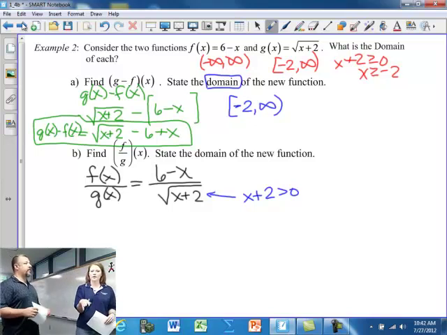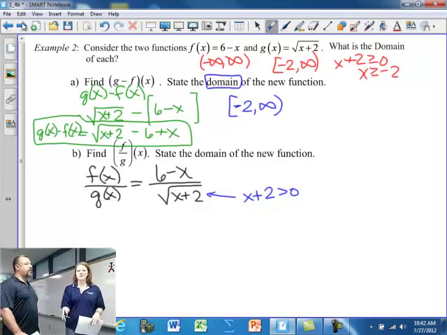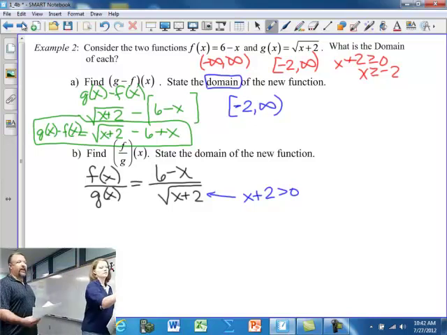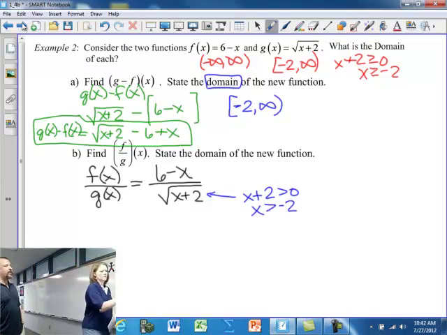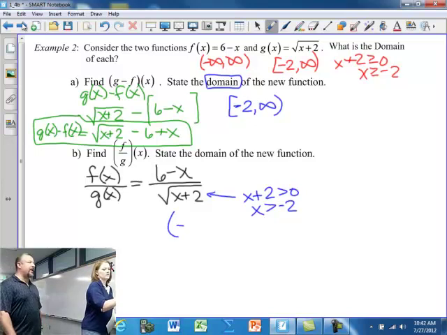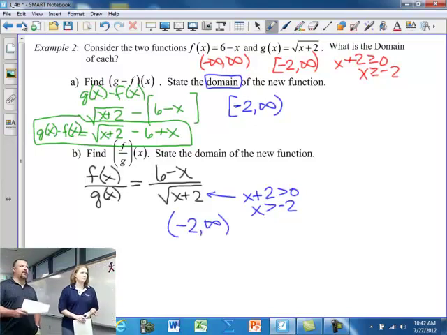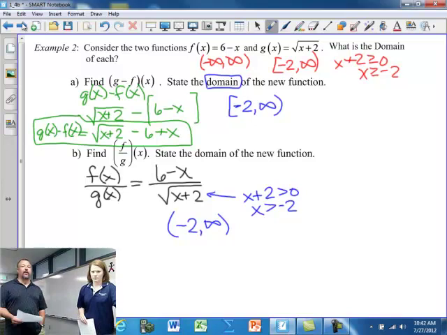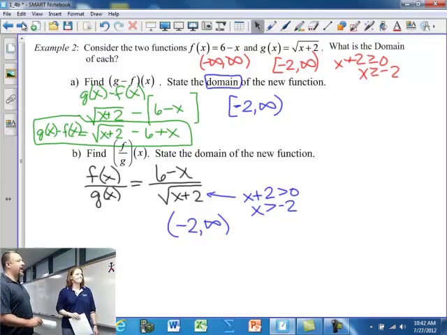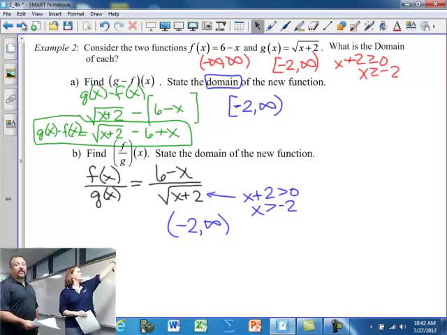Exactly. So the square root is taken care of with the greater than or equal to 0 part, but we can't use the equal to 0 part because of the fraction. And the numerator doesn't bother our domain at all in this problem. So x is greater than negative 2, which in interval notation is negative 2 to infinity. But notice the difference between the domains for a and b. Negative 2 is not included in part b because you cannot divide by 0.